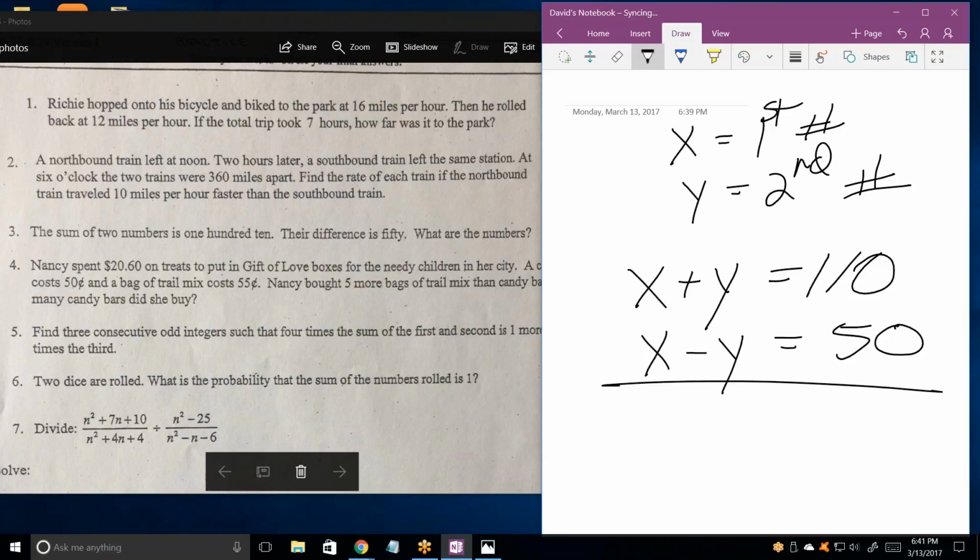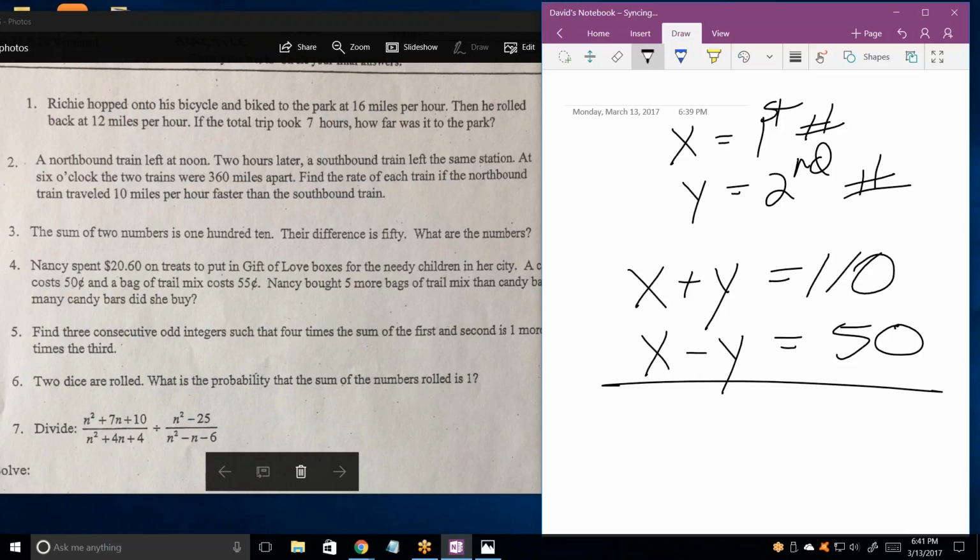Trust me. If you have two equations and one of them is already solved for one variable, then substitution is better. In other words, if my second equation said X was equal to Y plus 50, well, it's completely solved for X, so I would just go back into the first equation and substitute Y plus 50 for X. Then I would have one equation, one unknown, and I'd be on my way.